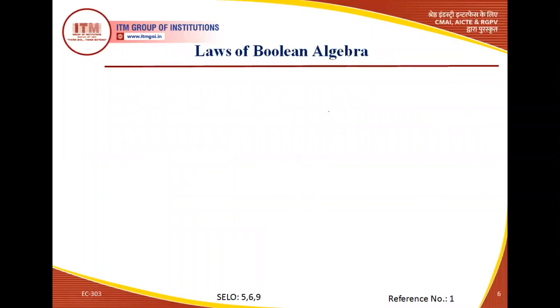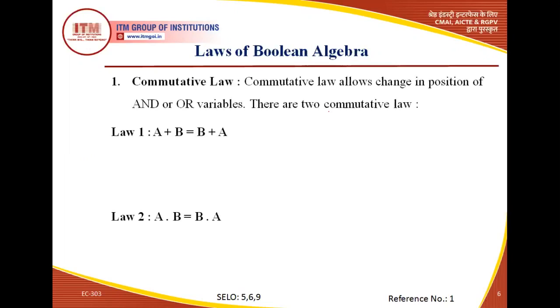There are three fundamental laws used in Boolean algebra: commutative law, associative law, and distributive law. Then we also discuss some important properties and postulates which are also used in Boolean algebra, and also see some other important laws. So first we discuss the commutative law. The commutative law allows the change in position of the AND or OR variables. That means we can change the position of the variables in case of AND or OR operation.